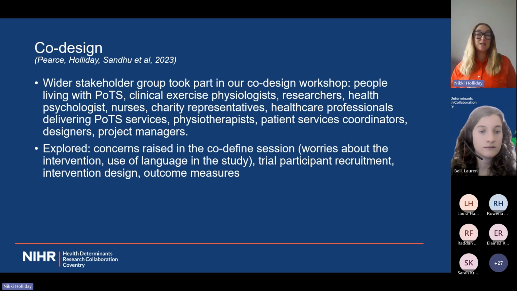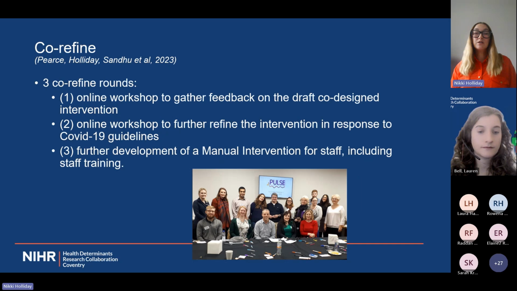So during these workshops, we explored the concerns raised in the co-defined session, so worries about the intervention, the level of physical activity required, the use of language, how do we recruit people to our trial, what does the intervention look like, and how do we measure if it's successful or not, what outcome measures are appropriate to use, what would the patients consider a successful trial? Do we need to be looking at just physiological measures, or do we need to be looking at psychological measures such as quality of life as well? So we took that away and drafted up what we thought the intervention would look like.